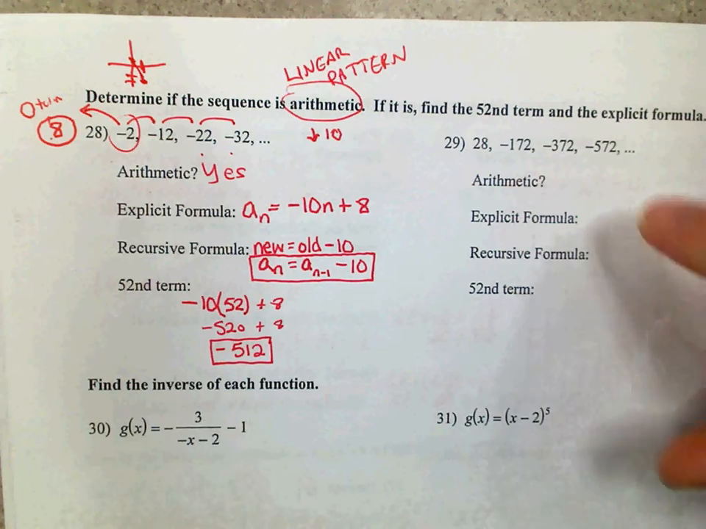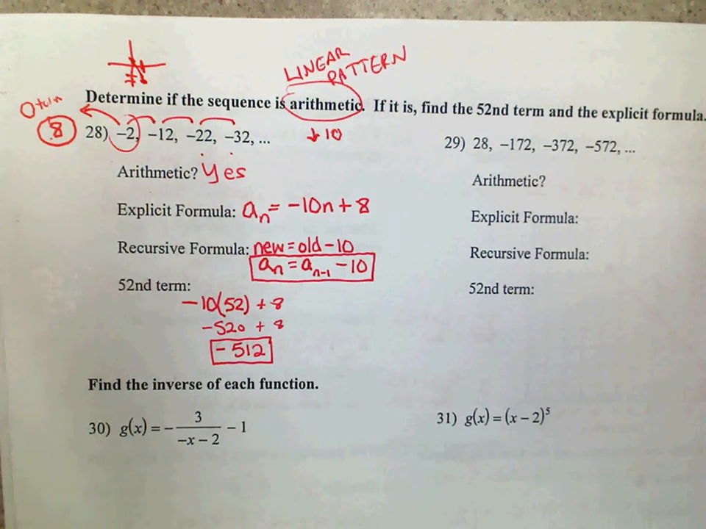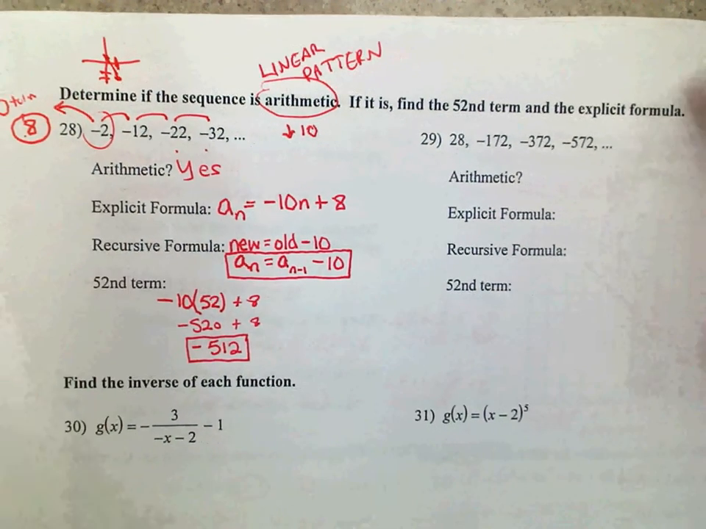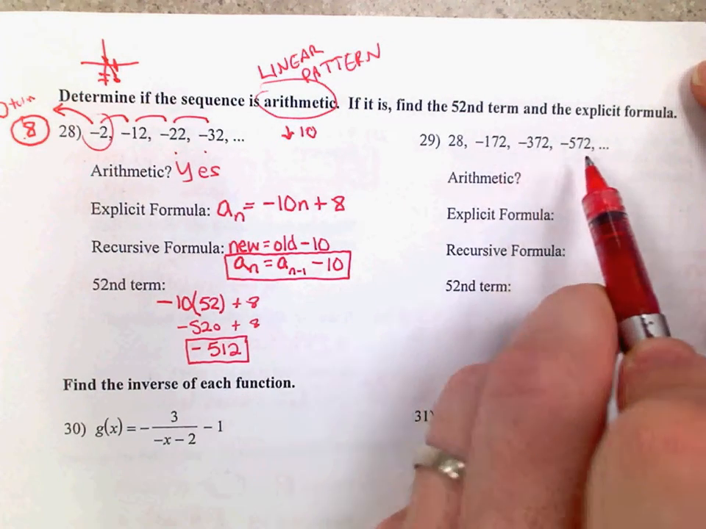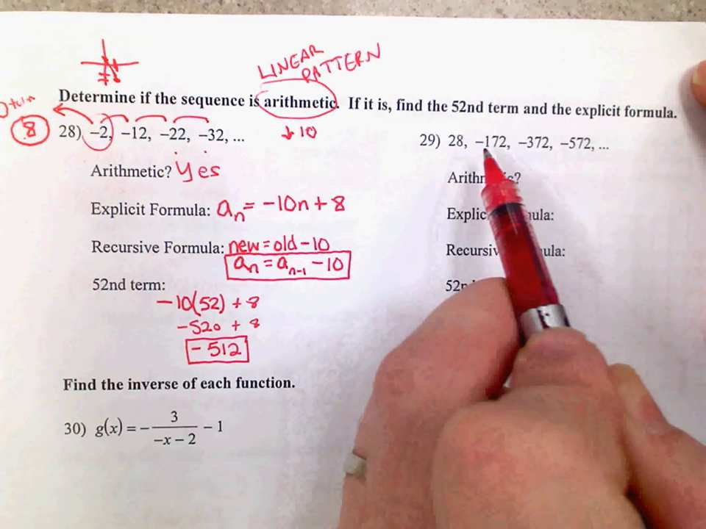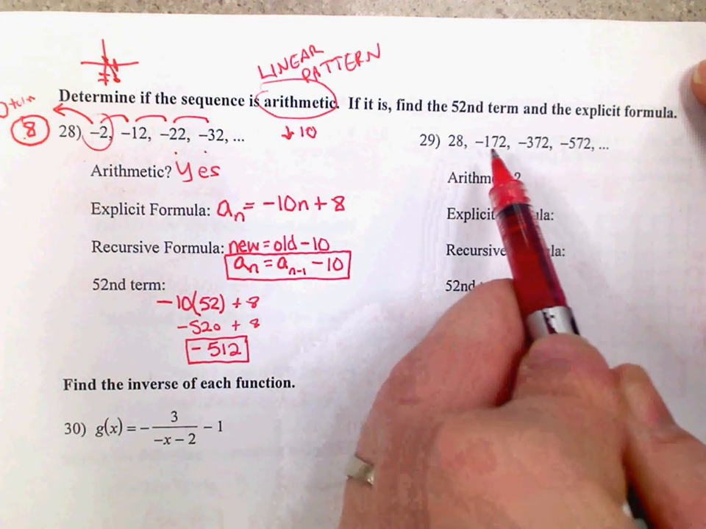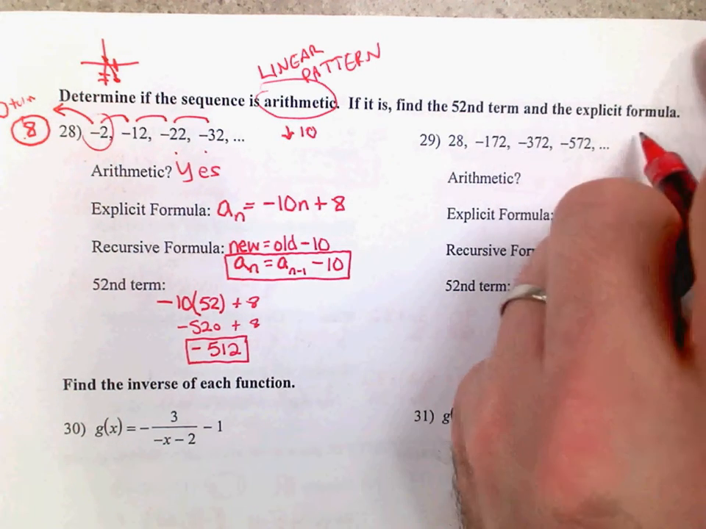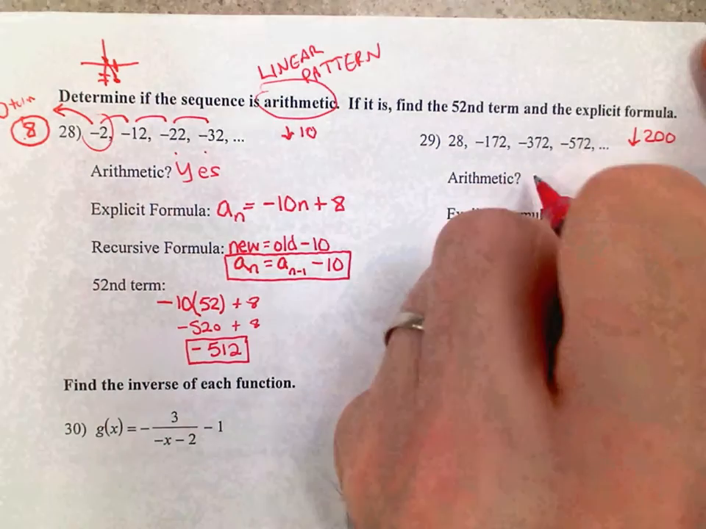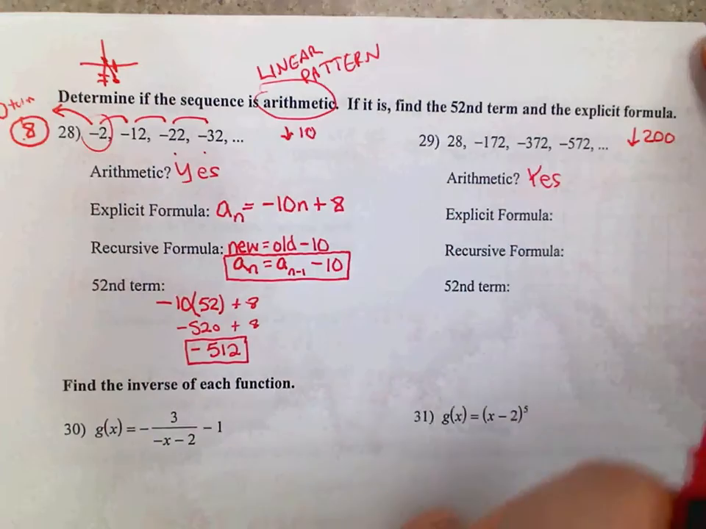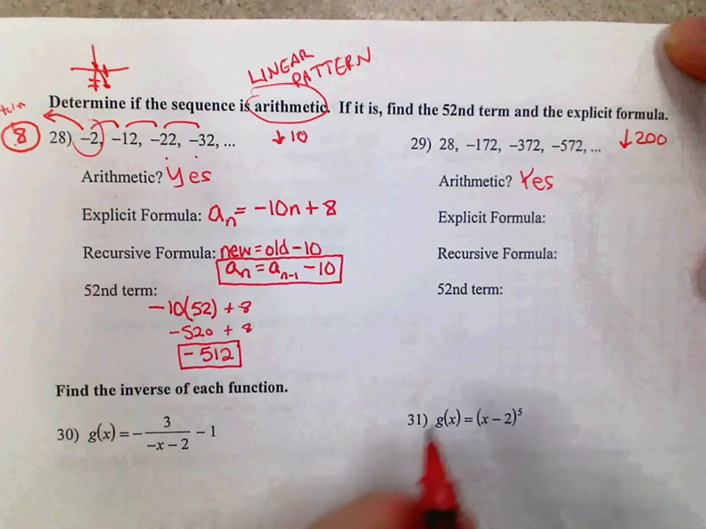Okay, same idea on 29, not the same pattern. You look to see if it's consistent. And I see it looks like it's down 200 here. It's a little bit harder to tell on the first ones, but 28 minus 200 would in fact get you negative 172. So we've got a consistent pattern of down 200. That means it will be arithmetic. We're going down the same amount each time. It also means that we can find the formula.